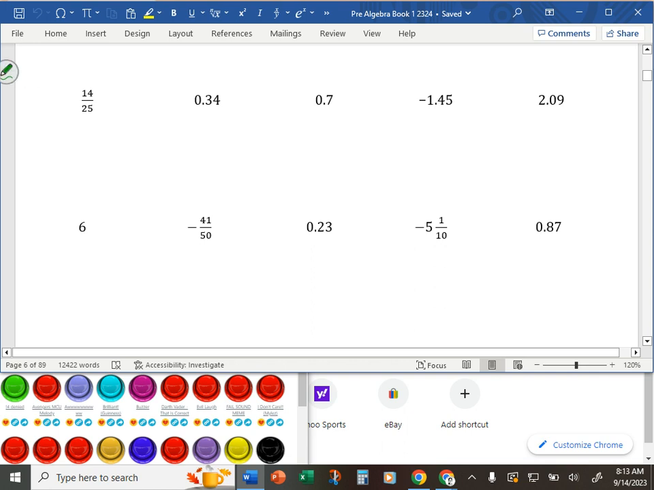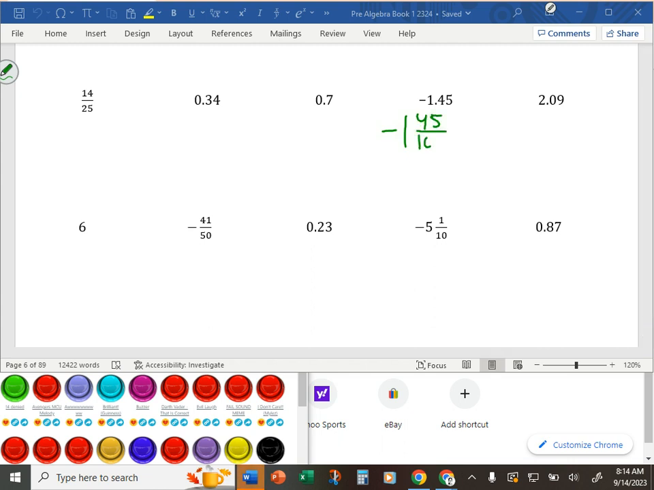Okay. This is a decimal, so we want to convert it to a fraction. And so negative 1.45, is this out to the hundredths place? Yes. So we can write this as negative 1, because we do have a whole. Negative 1 and 45 hundredths. Right? Negative 1 whole, because that is in the ones place. Negative 1 and 45 hundredths. There's our fraction. Can we simplify that 45 hundredths?